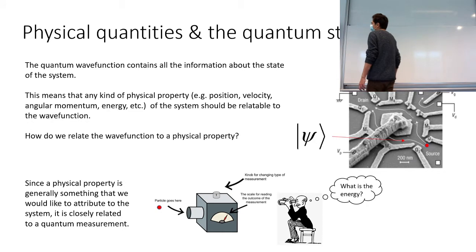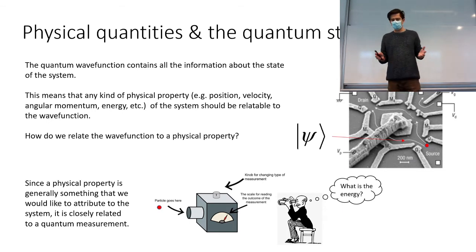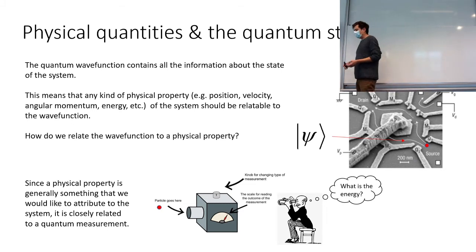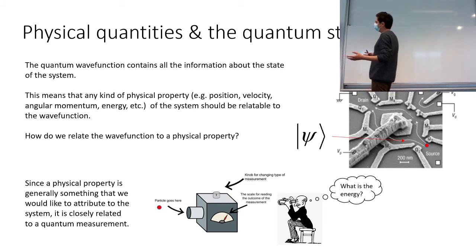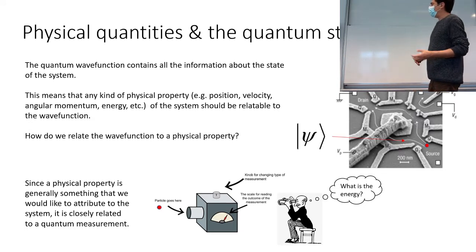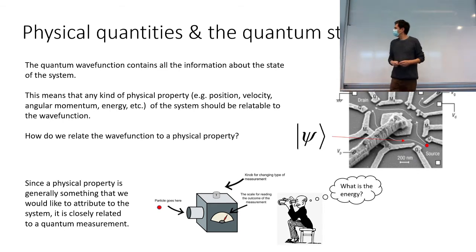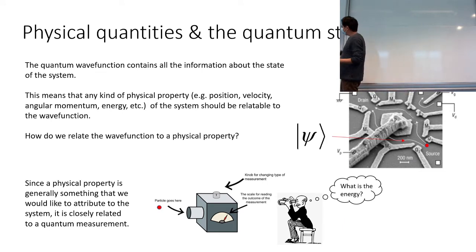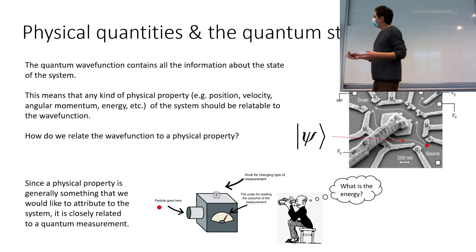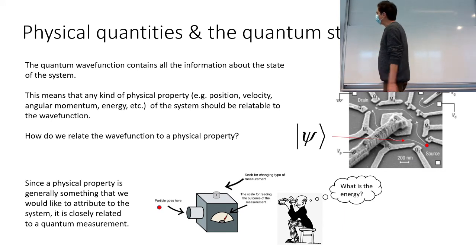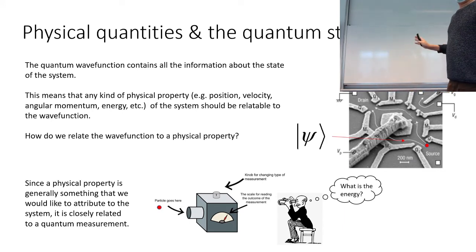Okay, so we started off by saying that the quantum wave function is something that has basically all the information there is to know about a particular object, right? So that's everything there is to know about the object. What that should mean is that any physical property like position or velocity, angular momentum, energy, all these things that we associate with particles, it should all be there in that wave function.